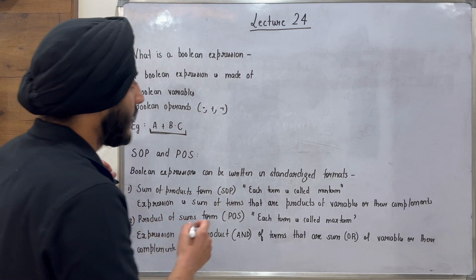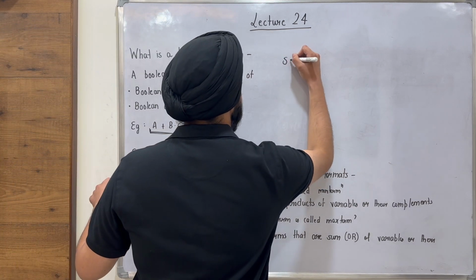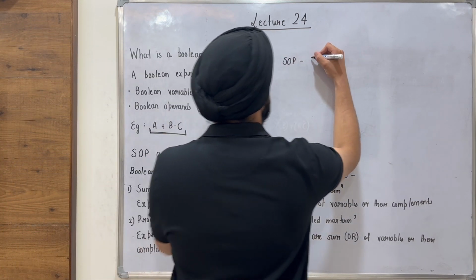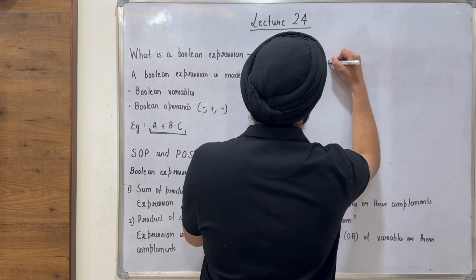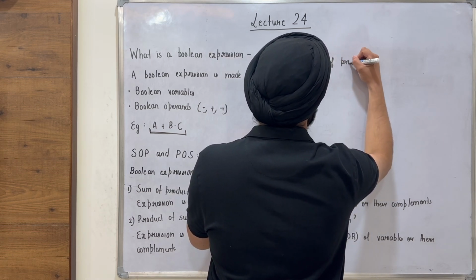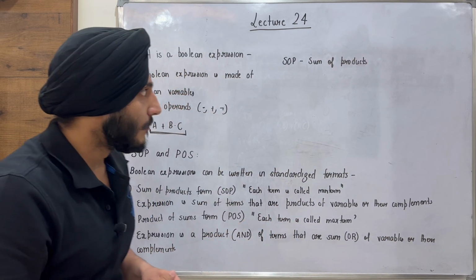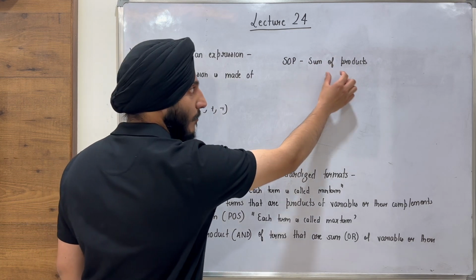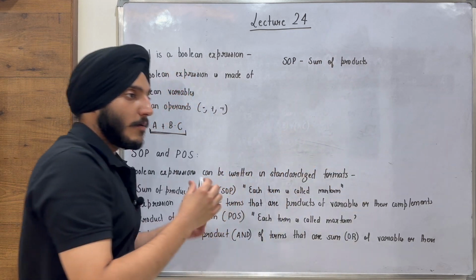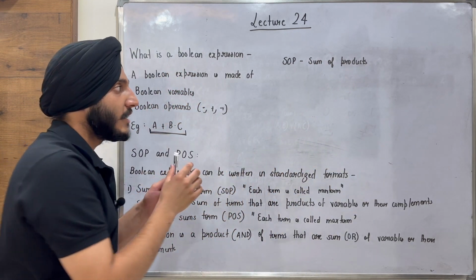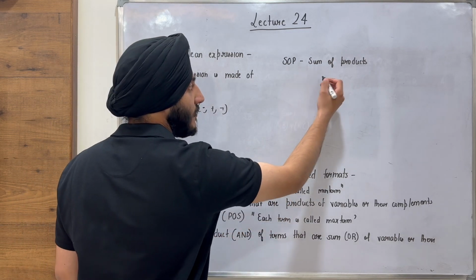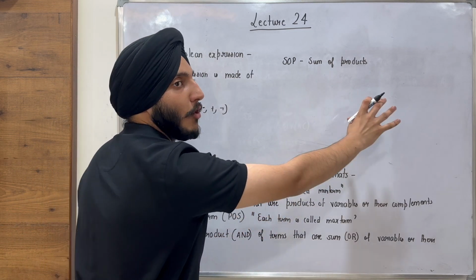Look, the very basic term is SOP, which means sum of products, right? So basically what this means is sum of products means we are putting products, and each term in this equation is a product, and we are summing them all together, right?